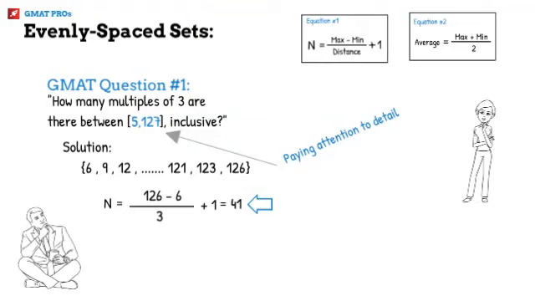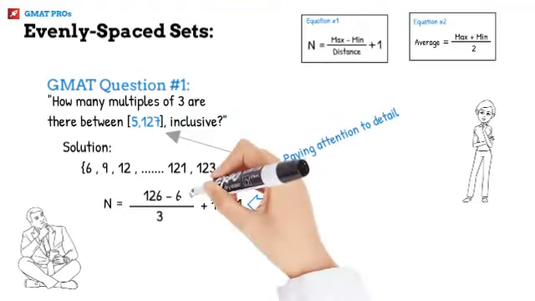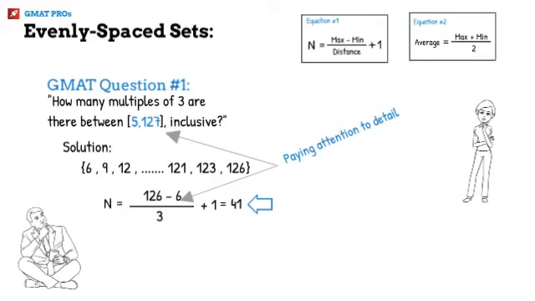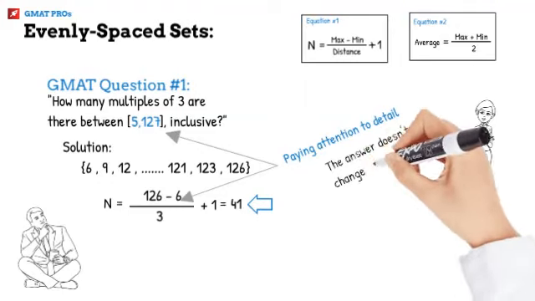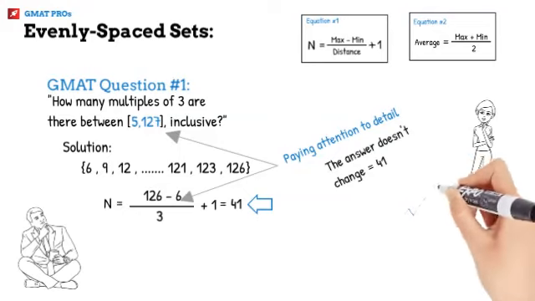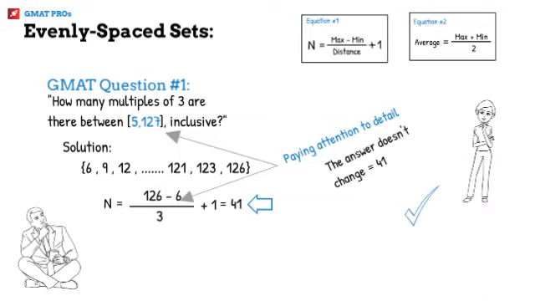Therefore, the minimum multiple of 3 between 5 and 127 is going to be 6, and the maximum multiple of 3 in this set is going to be 126. Therefore, the equation or the solution is going to be exactly the same. N is going to equal 126 minus 6 over 3 plus 1, which is also equal to 41.